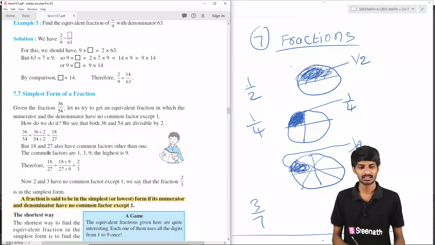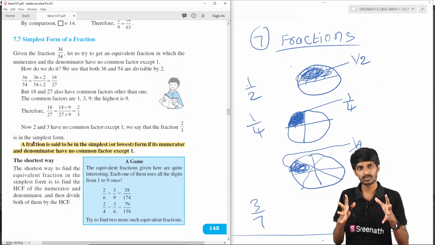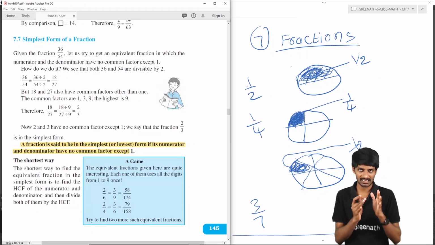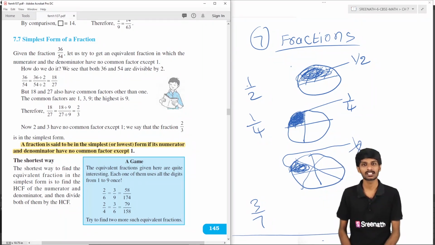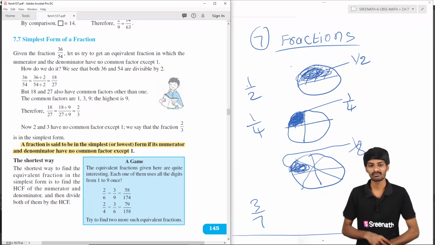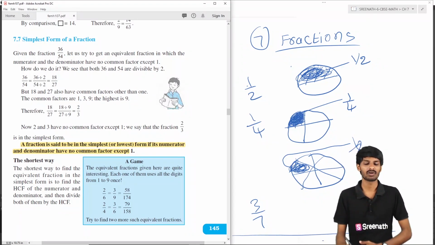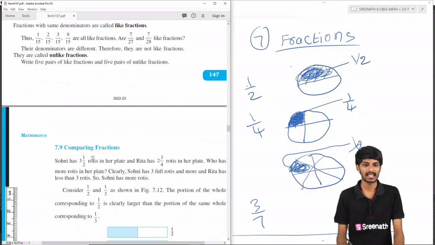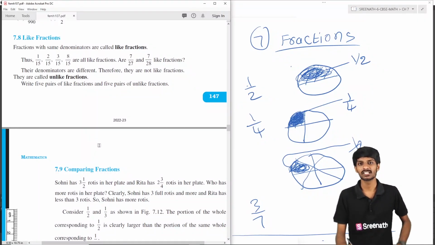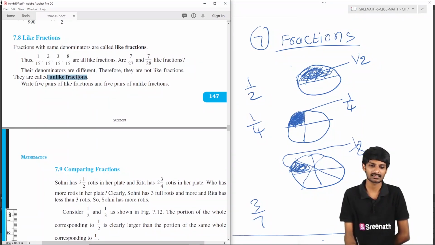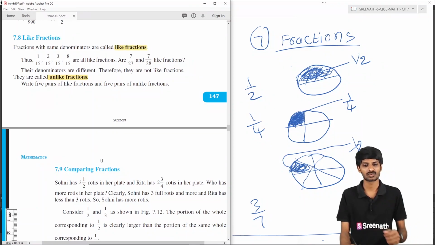Next thing is the simplest form of a fraction. How will you get the simplest form of a fraction? The simplest form of a fraction is when the numerator and the denominator have no common factors except one, students. That is the simplest form. And next thing is like fractions. If the denominators of both fractions are the same, then we call them like fractions. If the denominators of both fractions are not the same, we call them unlike fractions. That is the thing, students.